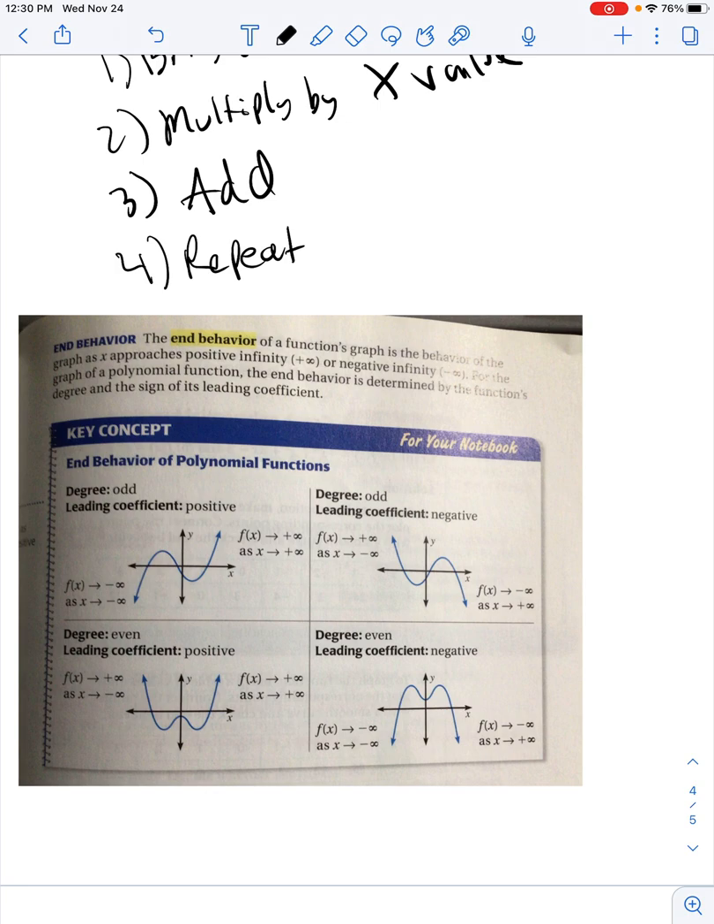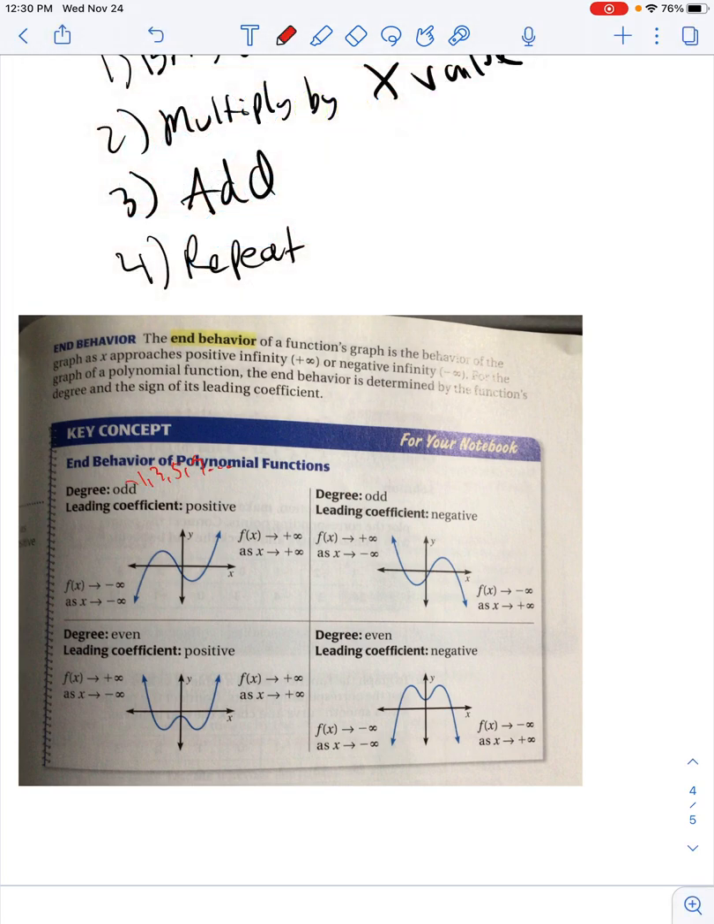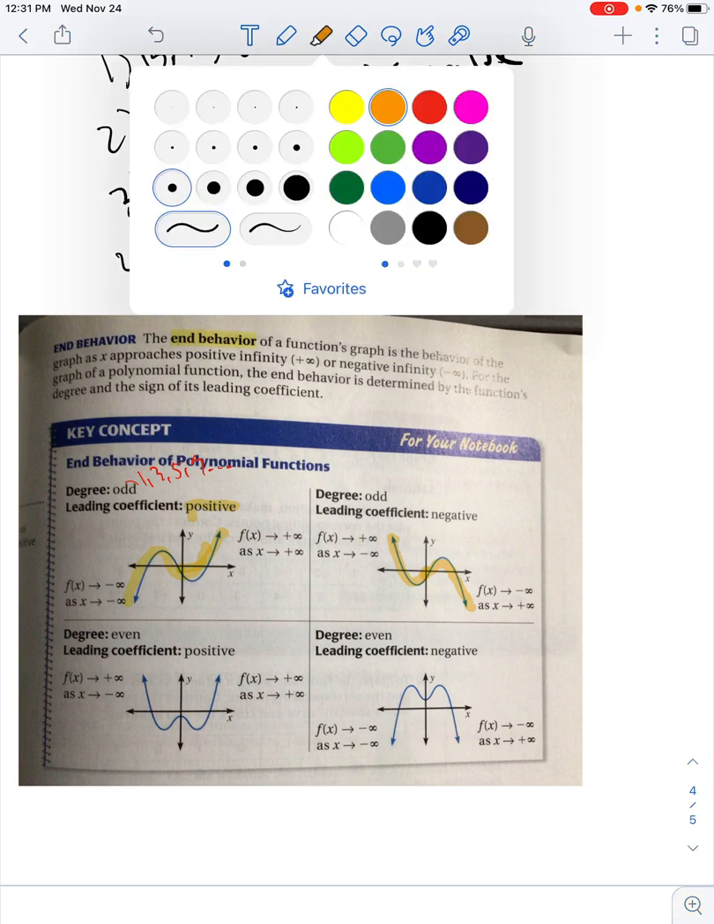For one, if I have an odd degree, meaning like 1, 3, 5, 7, 9, 25, that means my highest exponent is an odd number, and if I have a positive coefficient, as my x's go up, my y's are also going up. Whereas if I have a negative leading coefficient, as my x's get bigger, my y's get smaller. And it's vice versa. So notice, when I have an odd degree, I have one end behavior that is increasing and one that's decreasing.